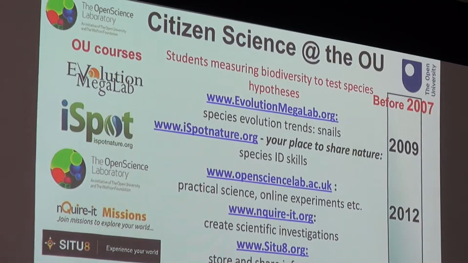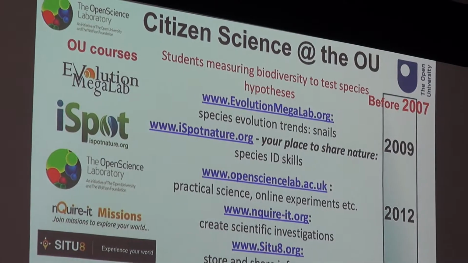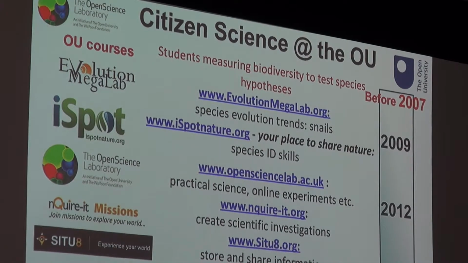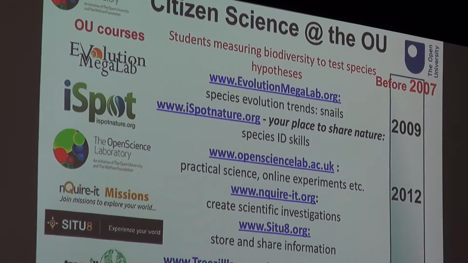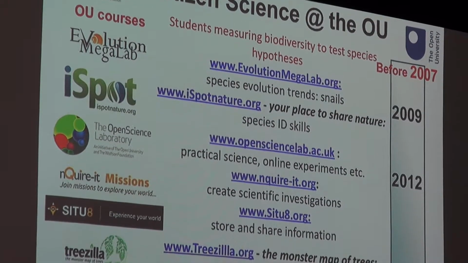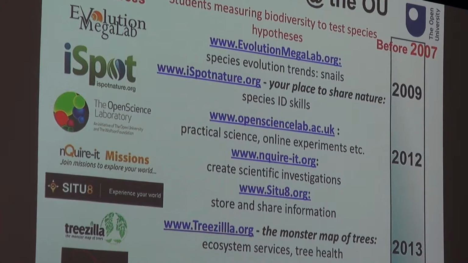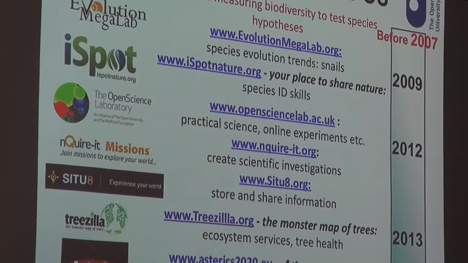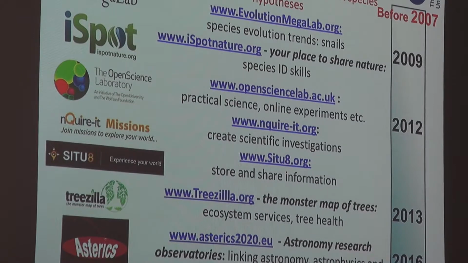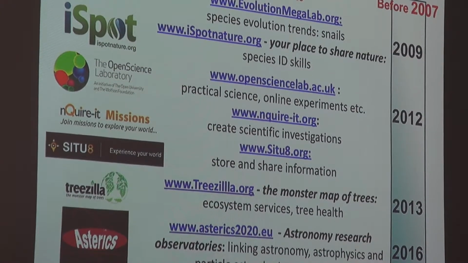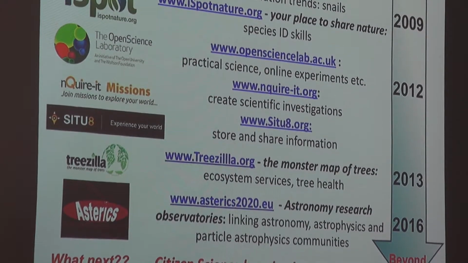So just a quick synopsis of what we've been doing with citizen science over the years, for those who don't know. Of course, we've always been integrating students testing things in courses. Then in 2009, we launched Evolution Megalab. That was a Europe-wide project that some of you may know about. And at the same time, it was a busy year that year, we also launched iSpot. A few years later, we developed the Open Science Laboratory, which focuses on practical science and online experiments, and that can be quite useful as a free resource to use in classroom activities. Integrated within that was Inquiry. It's Maria's baby. If you have any questions, you can ask Maria about that.